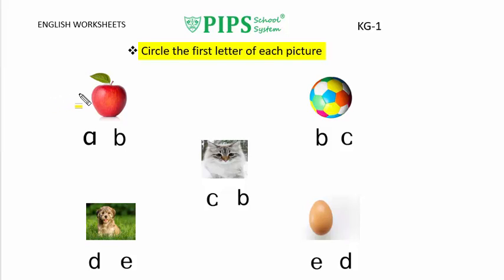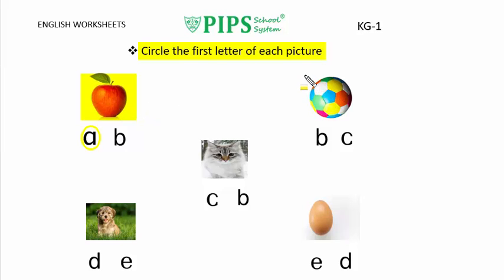Okay students, let's start. The first picture is apple. This is an apple. The initial letter of apple is A. Sounds like a. A. Apple. Now we will circle the letter A.